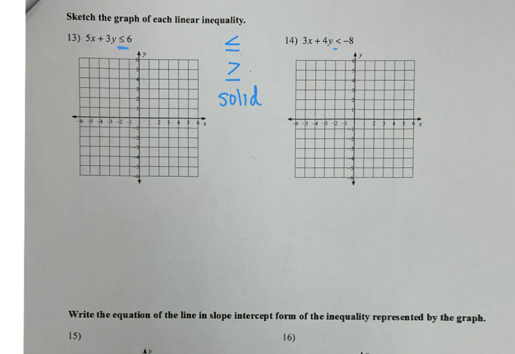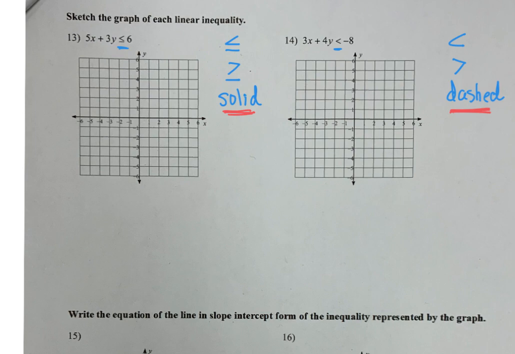And then over here on number 14, just remember if you have a less than or a greater than symbol, this would be a dashed line. Okay, so when you're taking a multiple choice test and you see a greater than or less than or equal to symbol, just remember, if it's less than or equal to or greater than or equal to, you will choose a solid line. And if it's just less than or greater than, you will choose a dashed line. So you can eliminate answer choices that are not correct by just looking at that.